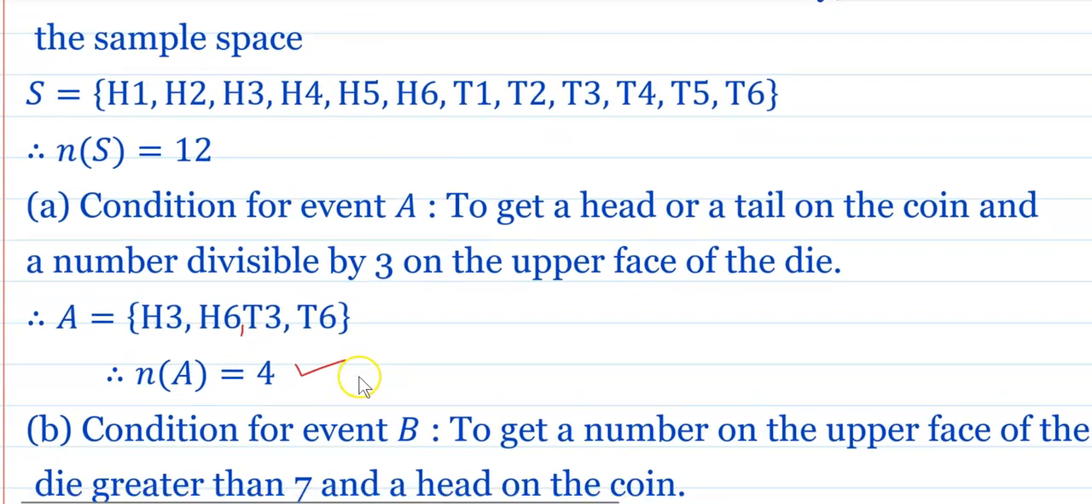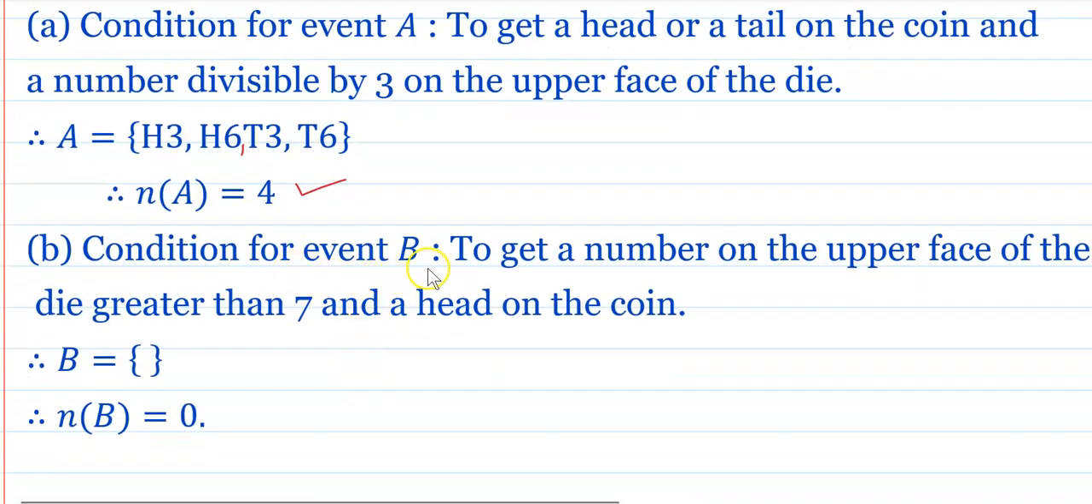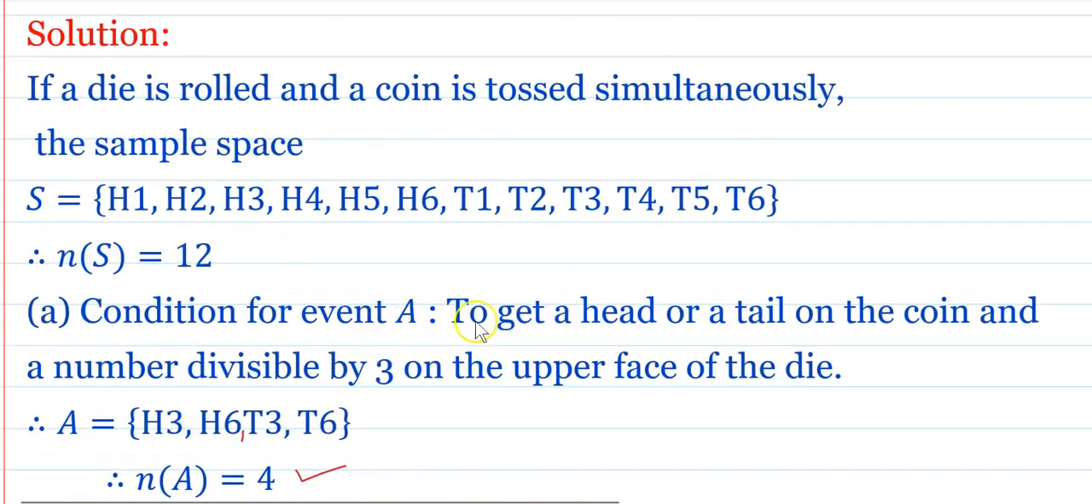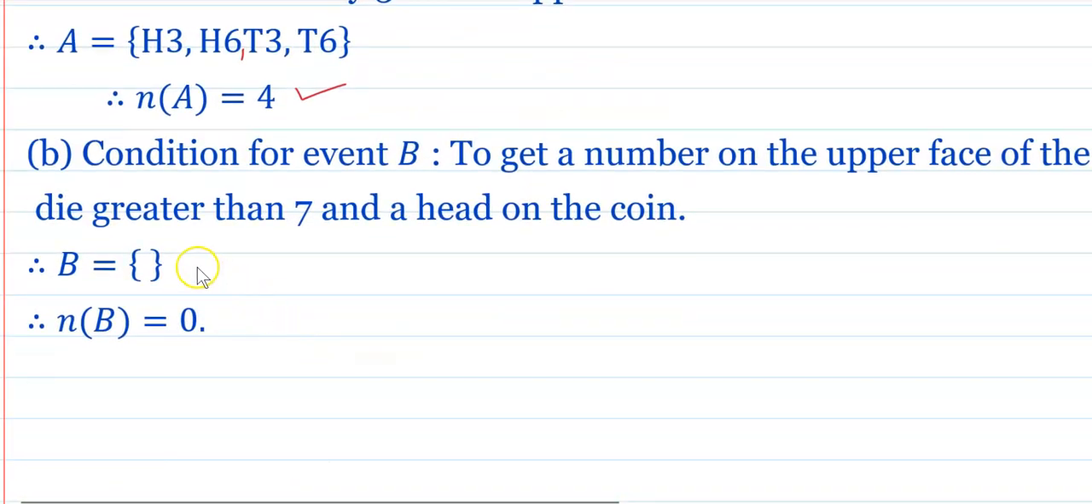Next condition for event B: to get a number on the upper face of the die greater than 7 and a head on the coin. Therefore here there is no number 7 or greater. Okay. And hence B is equal to the empty set. N of B is 0.